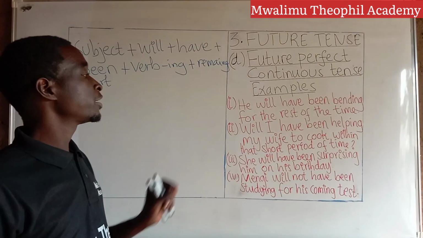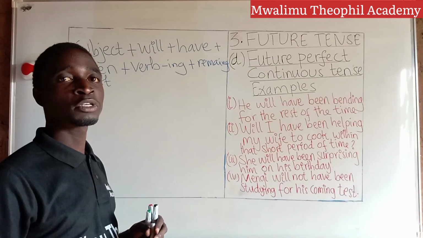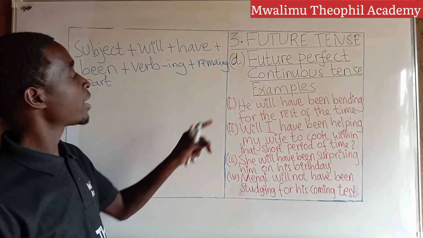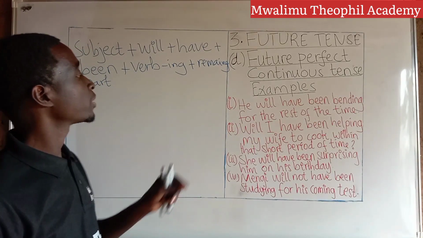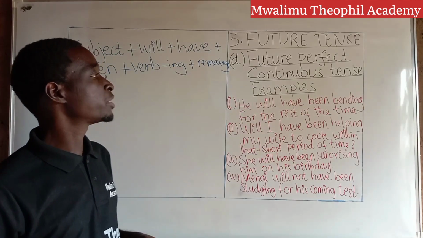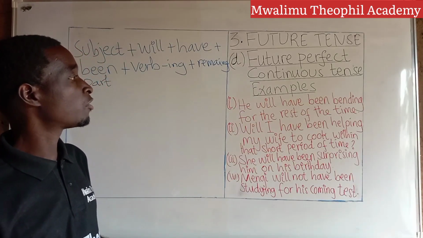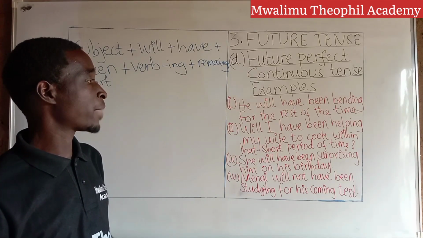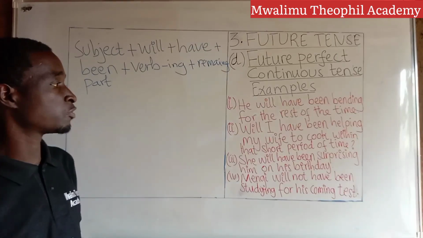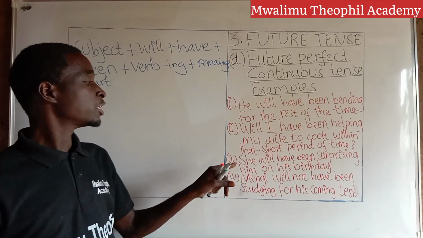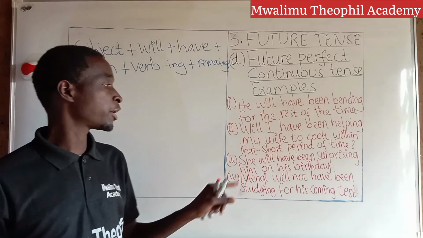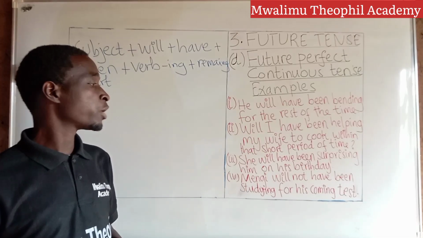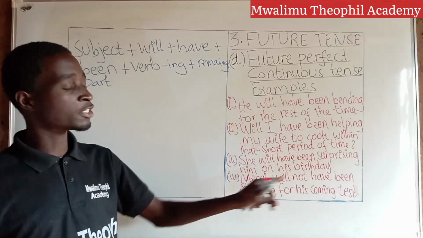Now, let us see different constructed sentences which are in future perfect continuous tense. Example number 1: he will have been bending for the rest of the time. Number 2: will I have been helping my wife to cook within that short period of time? Number 3: she will have been surprising him on his birthday. Number 4: Meng will not have been studying for his coming test.